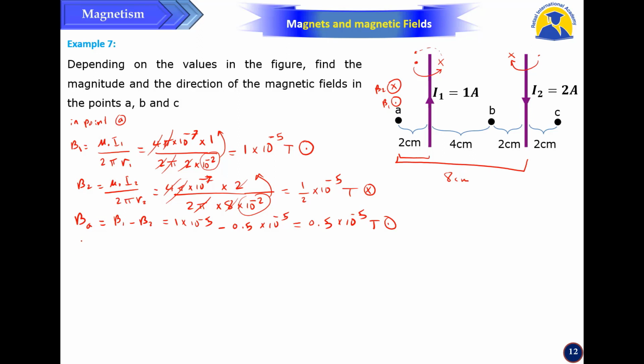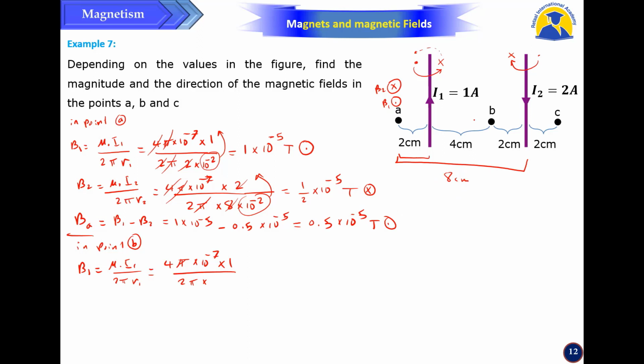Okay, this one is BA. Now we need to find B. So point B. Now also here we need to find B1 and B2. B1 equals mu 0 I1 divided by 2 pi R1, which equals 4 multiplied by pi multiplied by 10 power minus 7, which is mu 0, multiplied by current number 1, which is 1 ampere, divided by 2 pi R1. Okay, let me change the color.